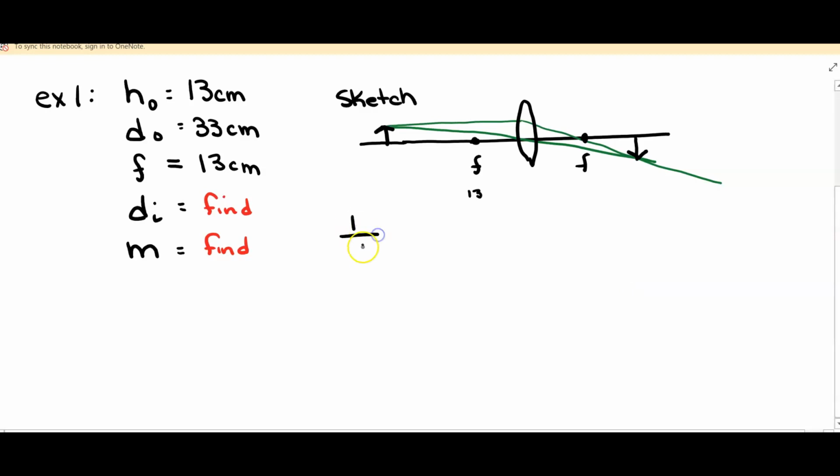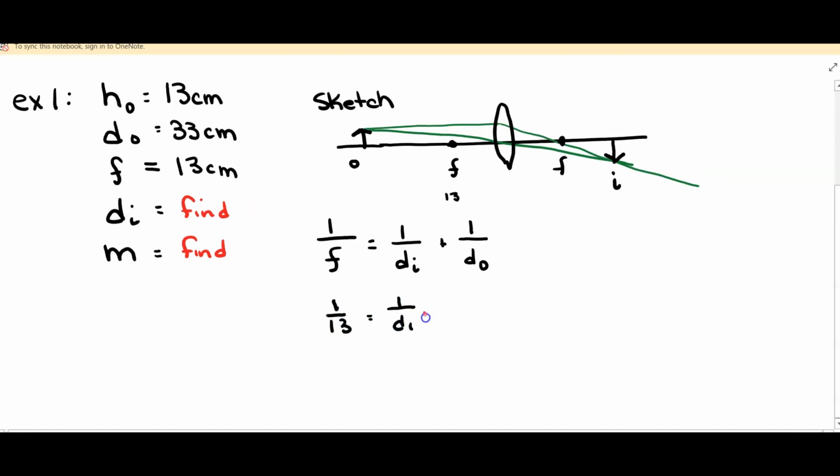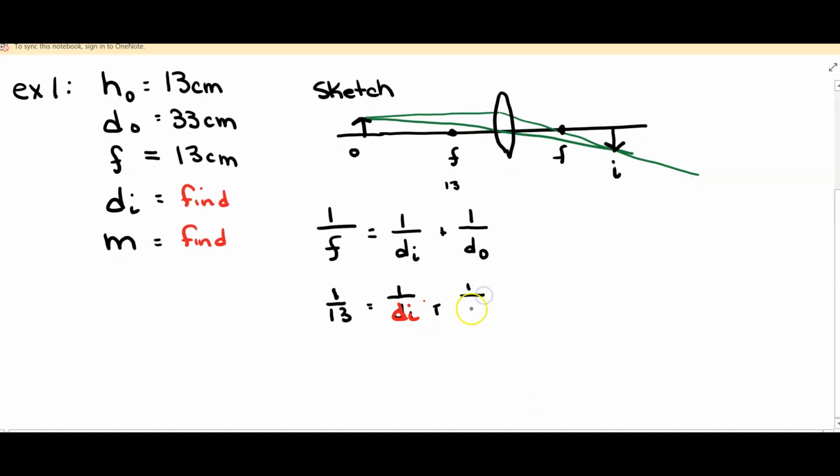do have is the lens equation, that 1 over the focal length is equal to 1 over the distance of the image from the lens plus 1 over the distance of the real object from the lens. This is the object, and this is my image. And taking what information I know, I have 1 over 13 centimeters equals 1 over DI, which is one of the things I'm trying to find, plus 1 over DO, which is 33 centimeters.